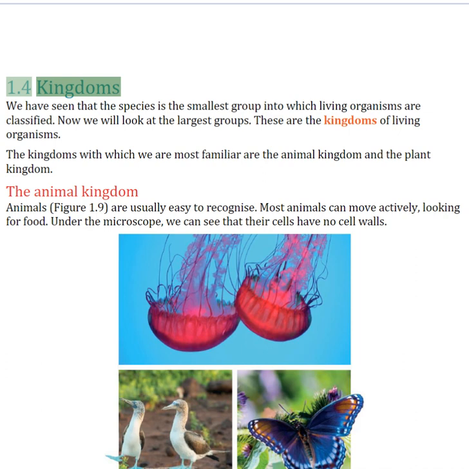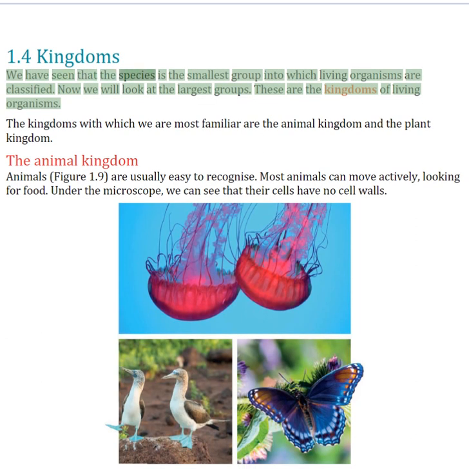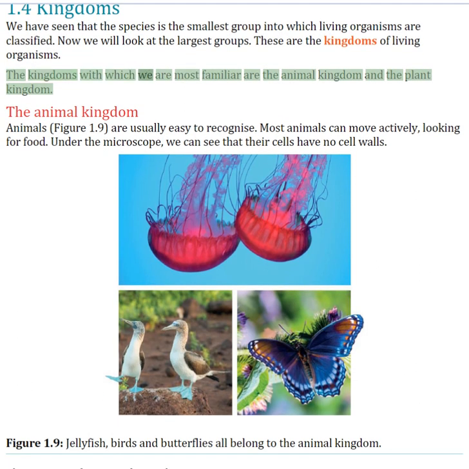1.4 Kingdoms. We have seen that the species is the smallest group into which living organisms are classified. Now we will look at the largest groups. These are the kingdoms of living organisms. The kingdoms with which we are most familiar are the animal kingdom and the plant kingdom.